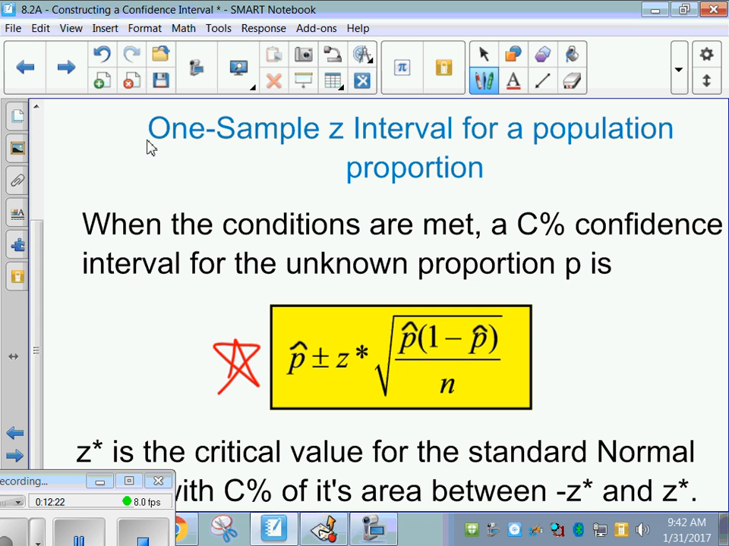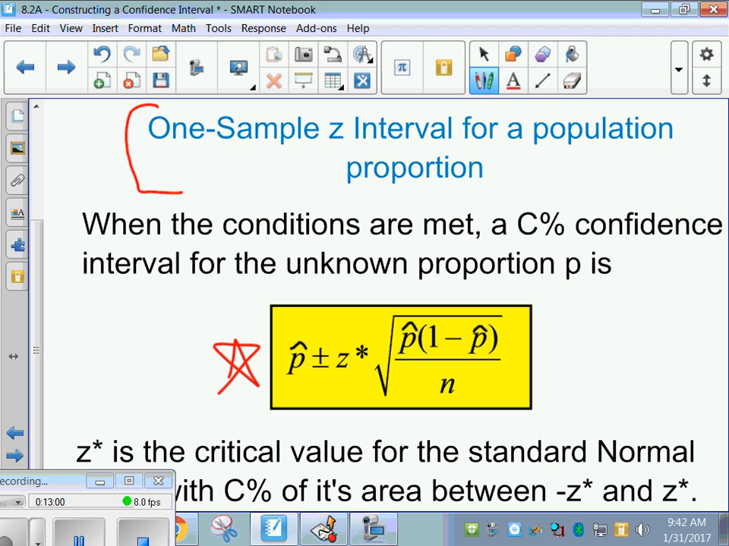Another thing I would most definitely write down is what this is actually called. This is called a one-sample Z interval for a population proportion. We're going to have a whole bunch of different kinds of intervals by the end of this class. This is the first one. So we have one sample. We're using normality, so Z's. We're finding an interval for a population proportion, since we're doing P's.